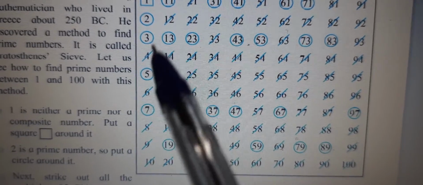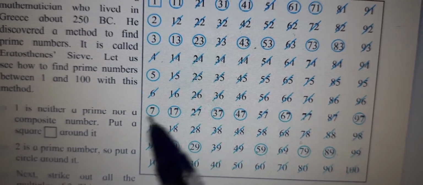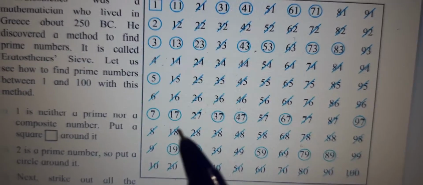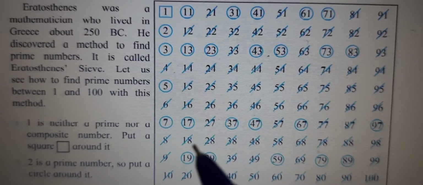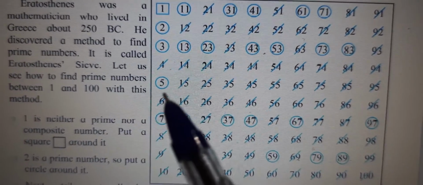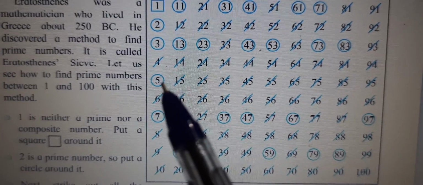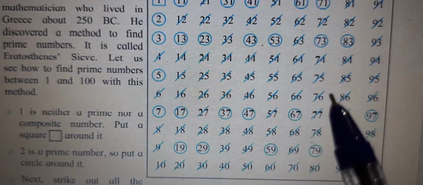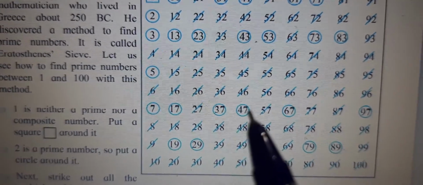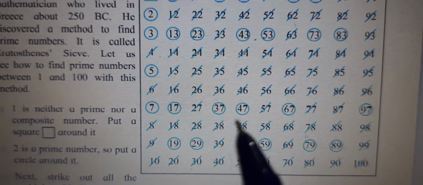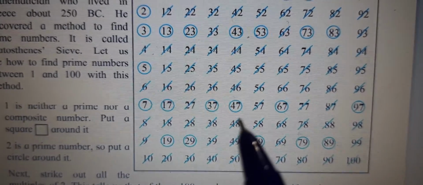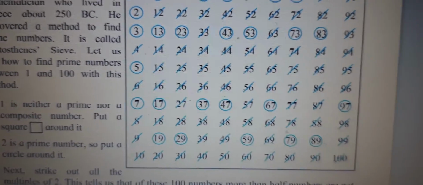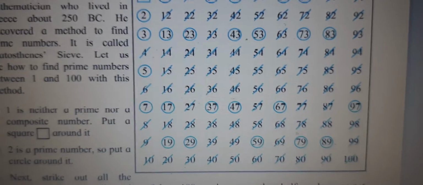So you can see the ones that are circled will have only 1 and itself as their factors. For example, take 5. What are the factors of 5? 1 and 5. So 1 and itself. Any prime number you take, 47: 1 and 47. There are no other factors. Such numbers are called prime numbers when they have only 1 and themselves as factors.